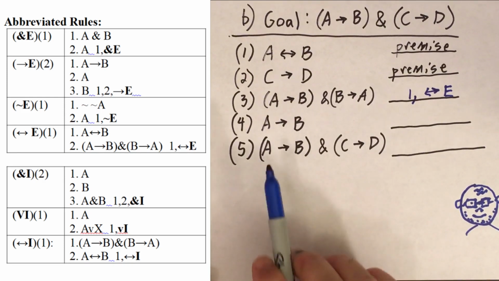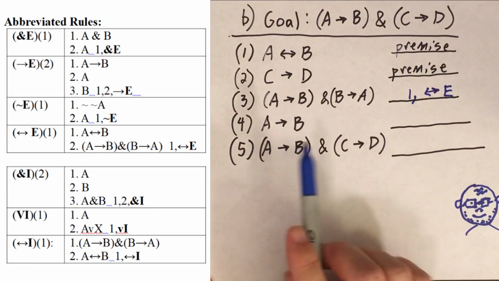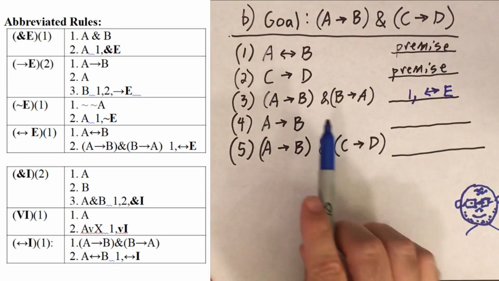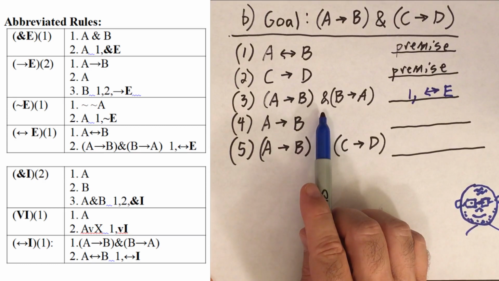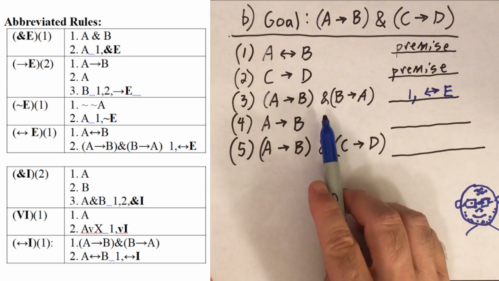In line 4, the author says that A conditional B is true. Now, did we create a new conditional? No. We simply took apart the and in line 3. Do you see it? The and elimination is a really straightforward rule. If your and is your main connective, you can take either side off as soon as you want. So that is all we did.